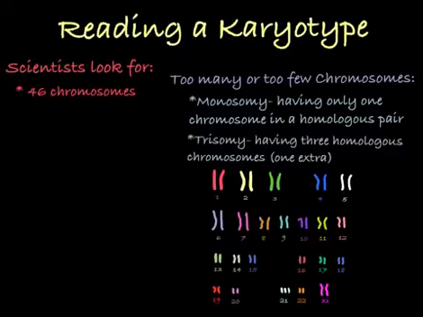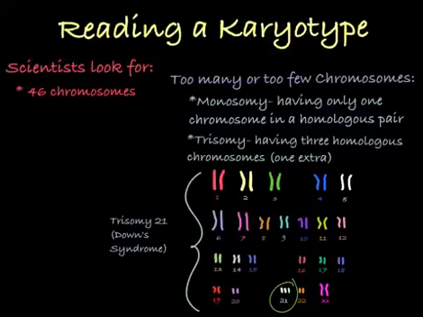Trisomy is a condition in which you have 3 homologous chromosomes instead of 2. This is a karyotype of a person suffering from trisomy 21, which you may know as Down syndrome. You can see this person has 3 copies of chromosome 21. This extra copy will cause delays in both mental and physical development, and it will cause a shortened lifespan.